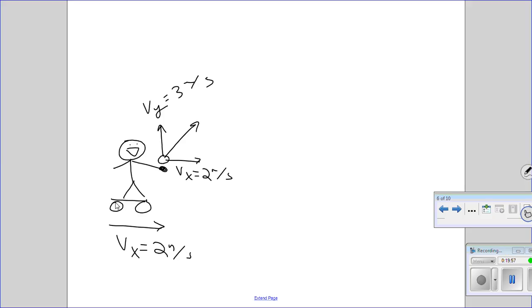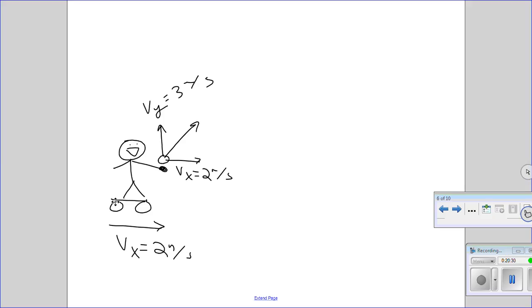Did you guys see me throw it at an angle? No. But think about what happened. At the instant that I threw it, remember we talked about the ant going across the conveyor belt? The conveyor belt's going this way, ant's walking that way, so the ant goes this way, right? Same idea. Skateboard's moving this way, I'm throwing it this way, I'm actually throwing it this way. Good? All right.